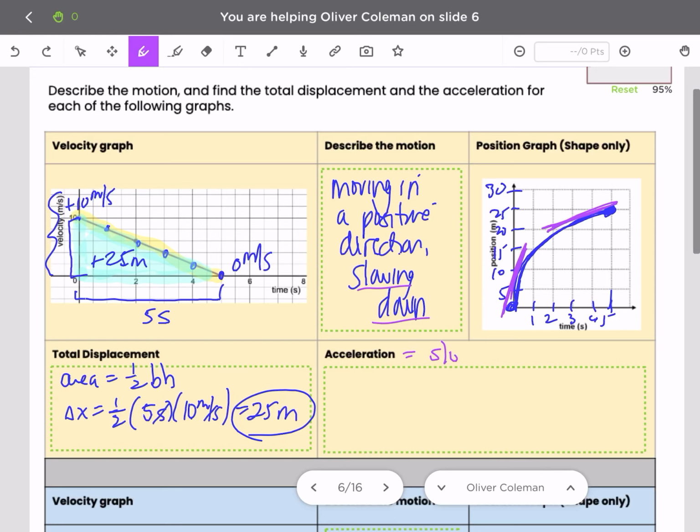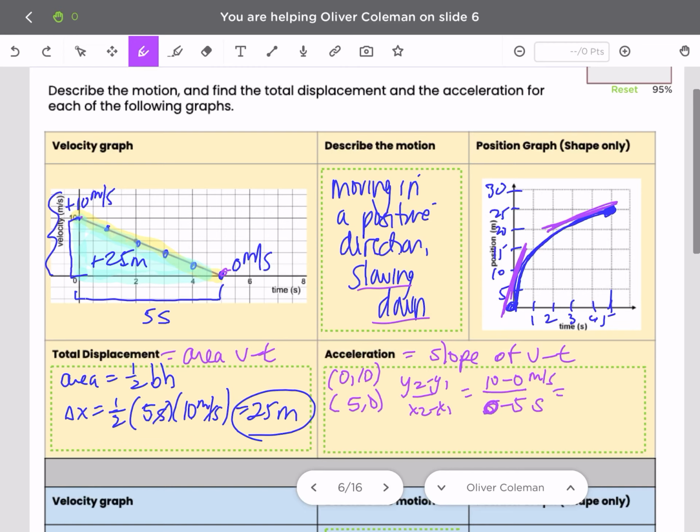The acceleration you find from the slope of the velocity graph. Displacement was from the area of the velocity graph. So if I choose 2 points here, which are (0, 10) and (5, 0), just the starting and ending points, I just find my slope. 10 minus 0, that's meters per second on the top, divided by 0 minus 5 seconds on the bottom. So that's going to be a negative 2. I'm decreasing my velocity by 2 meters per second each second.